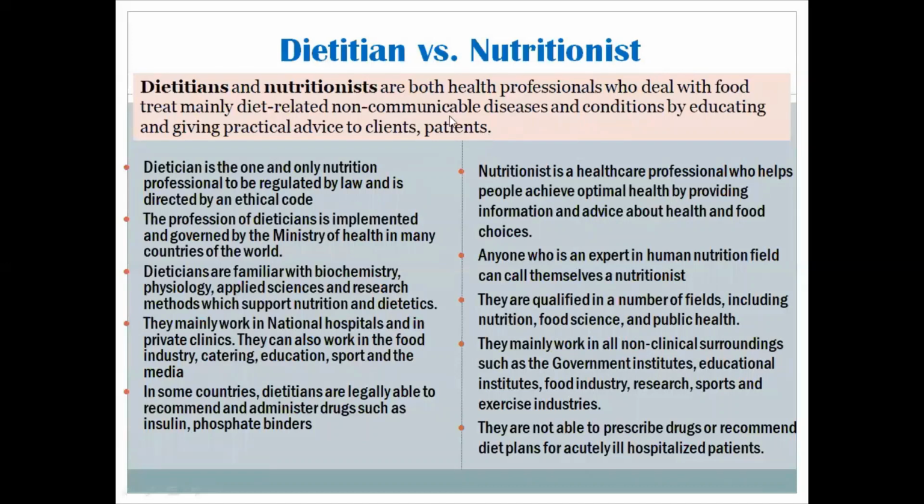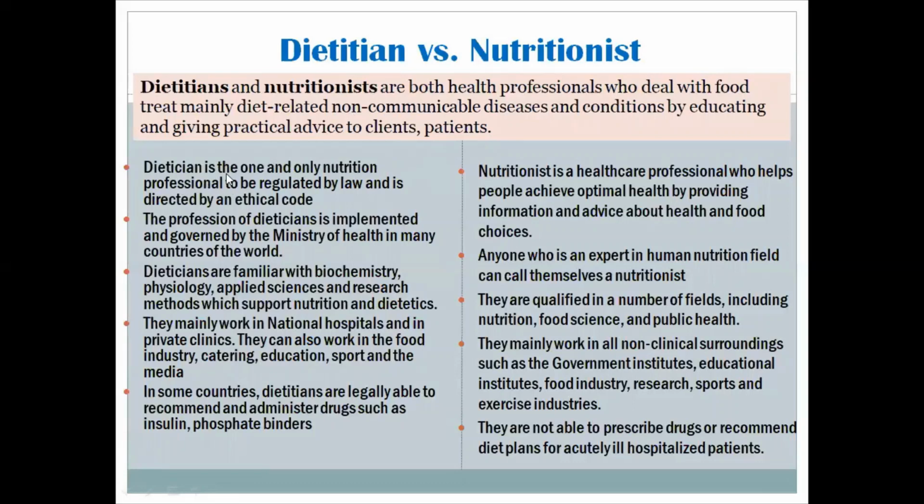दोनों का काम एक ही है कि they give advice to the people by giving information about the food. तो इनका काम क्या है कि through food they diagnose the people and they cure the people through food. So both are expert health professionals.